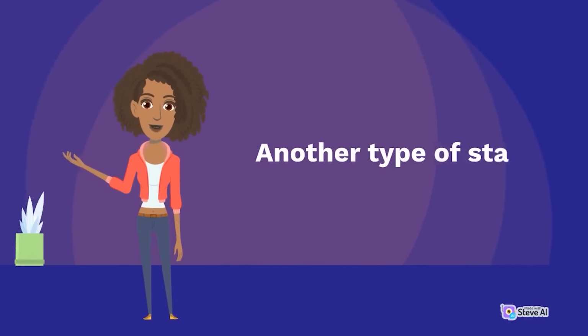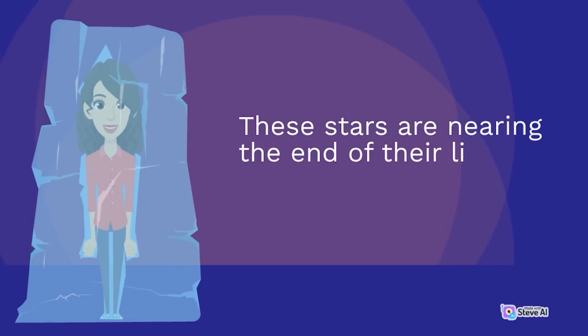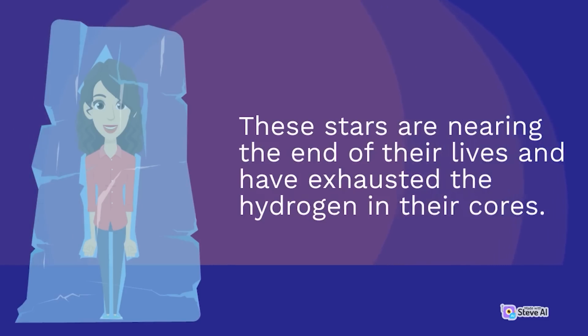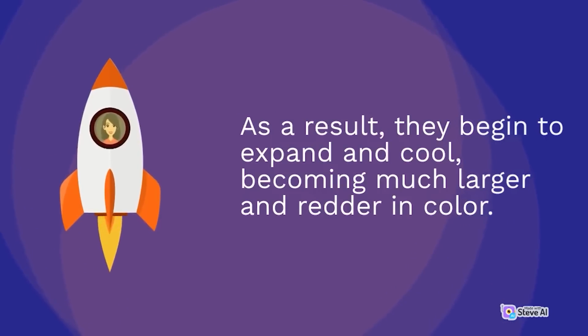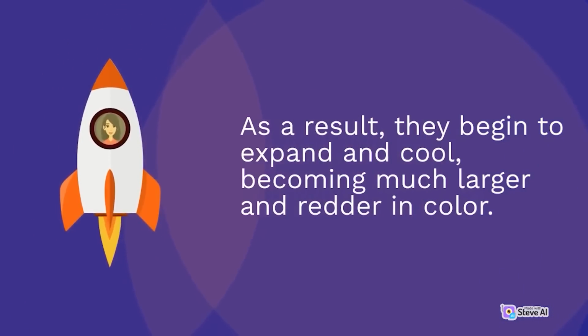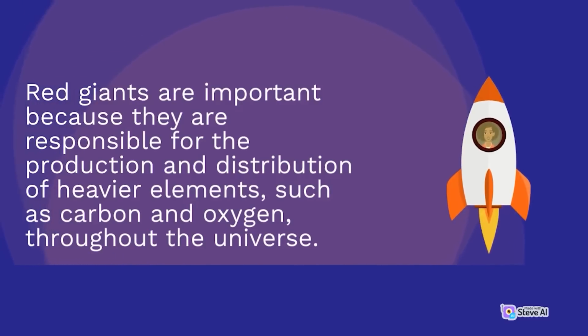Another type of star is the red giant. These stars are nearing the end of their lives and have exhausted the hydrogen in their cores. As a result, they begin to expand and cool, becoming much larger and redder in color. Red giants are important because they are responsible for the production and distribution of heavier elements, such as carbon and oxygen, throughout the universe.